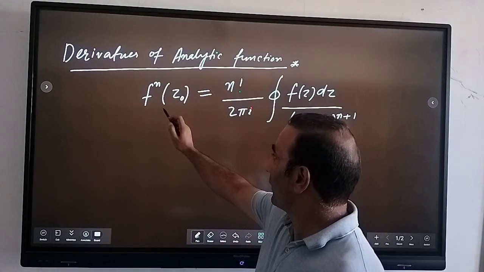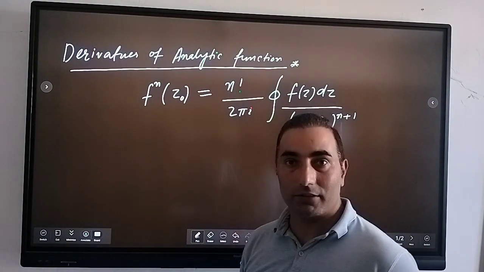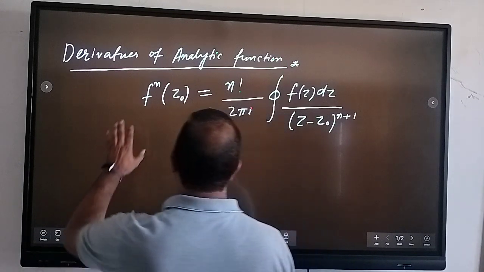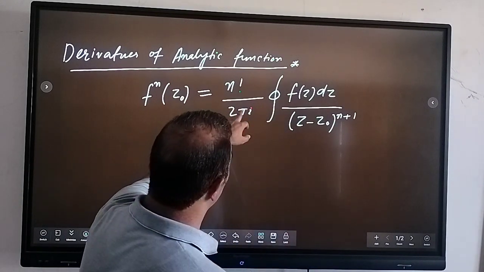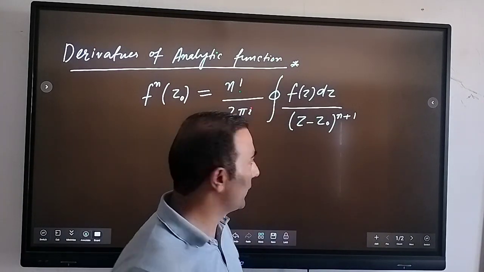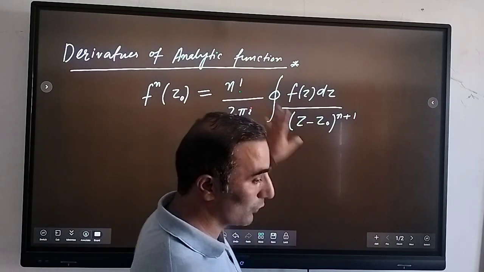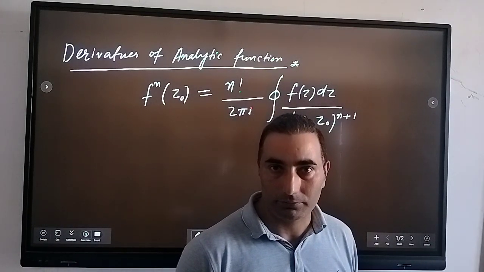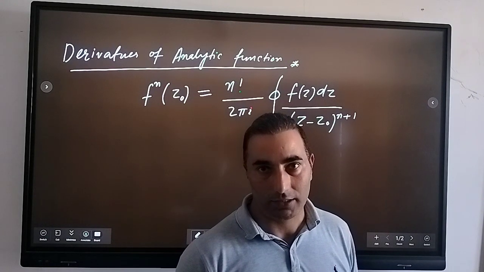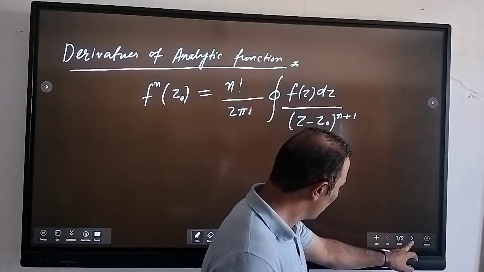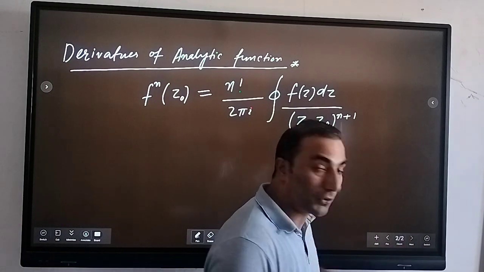To calculate the derivative of an analytic function, we can define that f^(n)(z0) will be equal to n factorial divided by 2 pi i times the integral, right? So this is basically how you calculate the derivative of a given analytic function. Now let us do some problems on this.